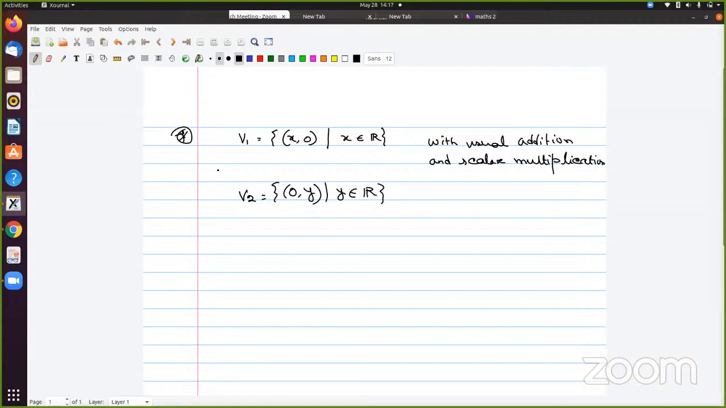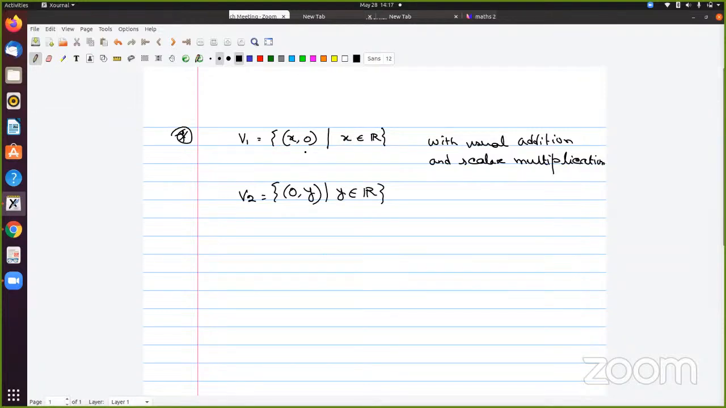Can I add something? Sir, this is the x-axis, right? And the x-axis is a subspace of two-dimensional space. Yes, x belongs to R, so this is the x-axis. Every vector space is a subspace of itself, but here I want you to prove that this is a subspace of R2.